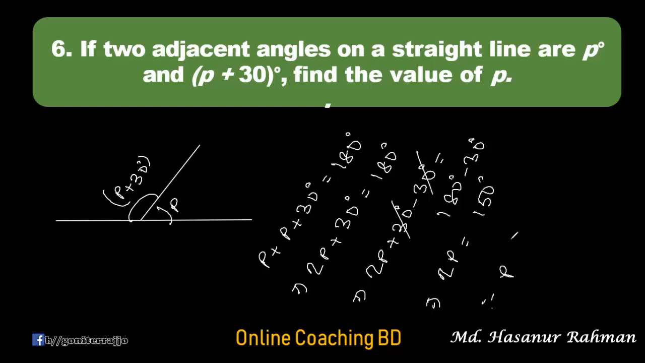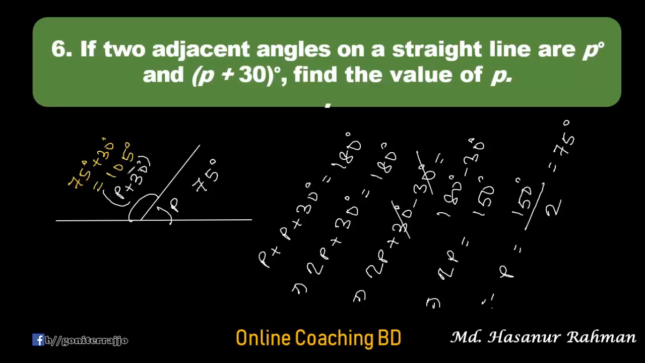Now if we divide this equation by 2, then we will say 150 degree divided by 2, that is 75 degree. So the value of P should be 75 degree. So if the value of P is 75 degree, then the other angle should be 75 plus 30 degree. That means we can say it should be 105 degree.